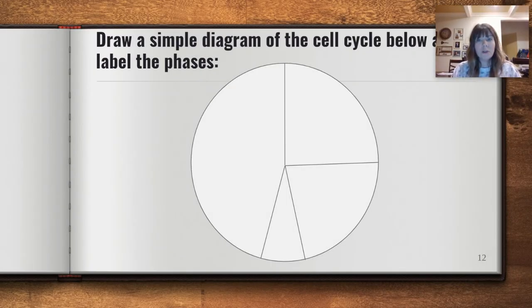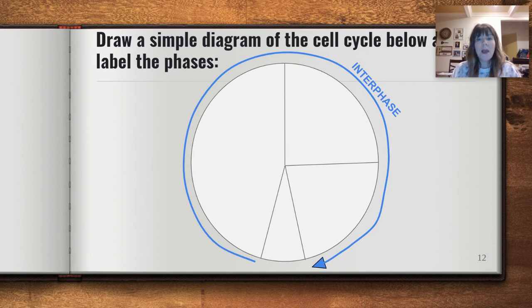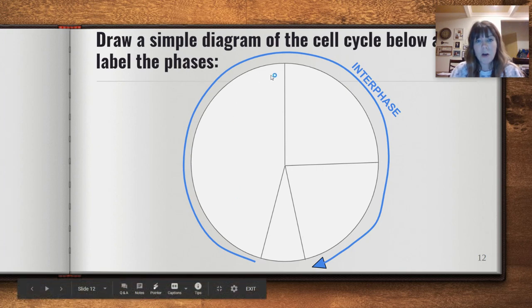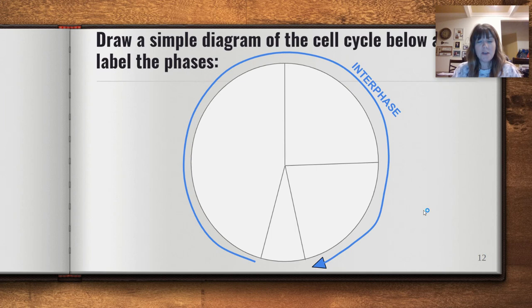So if I was to look at the cell cycle and label it as a very simplified diagram, I would refer to that entire large section there, from this little tiny bit of the triangle all the way around. That is the entirety of interphase. Interphase is that entire part followed with cell division. So those are the 2 parts of the cell cycle.